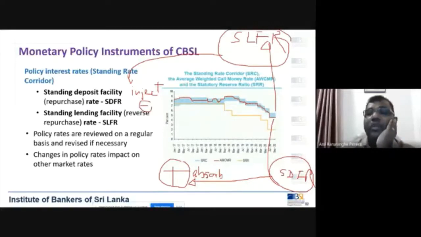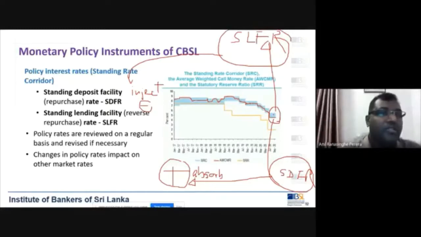So the blue line indicates the blue corridor, this lower bound and the upper bound. So when you have two bounds, it's like a corridor. So that's why you call it policy rates corridor or standing rates corridor. Right now in Sri Lanka, this corridor is brought down to low levels, right? Historically low levels we have right now, and these rates are actually in your exam.